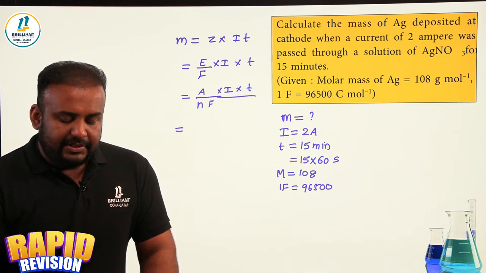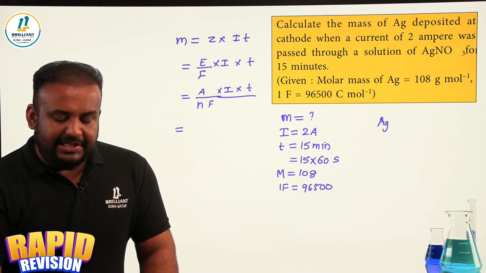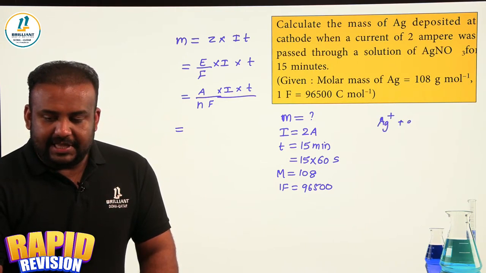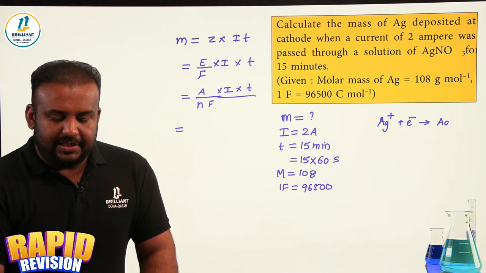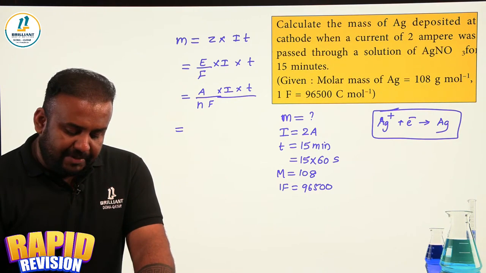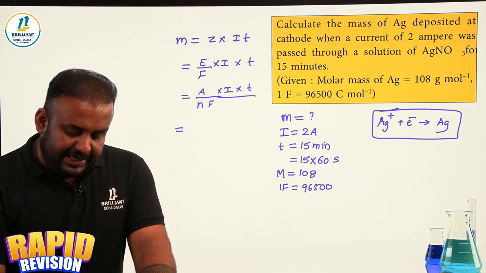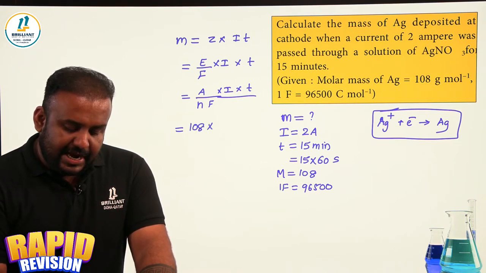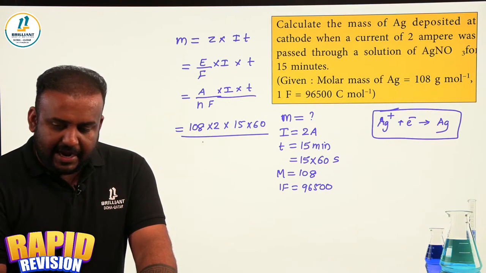So for silver, the reaction is Ag plus plus electron gives Ag. What is the atomic mass? Atomic mass of silver is 108. Current passed is 2 ampere. Time is 15 into 60, divided by n, which is 1 mole.